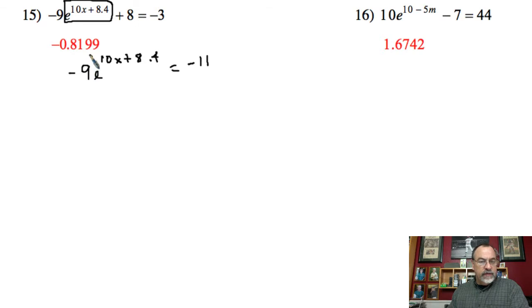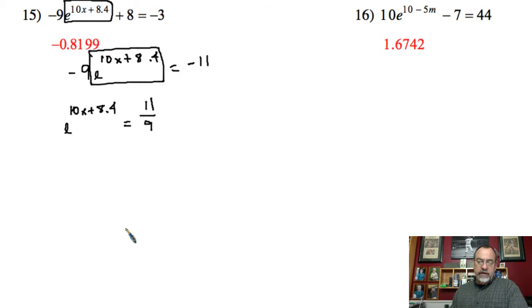Then again, here's the term that we're trying to isolate, so we're going to have to divide by this negative 9. So we're going to have e to the 10x plus 8.4 is equal to, a negative divided by a negative is a positive, so this is going to be 11 divided by 9. Now again, don't give me a decimal approximation here, you're going to be off at the end. So now that we have this by itself, we can undo the exponent by doing logarithms. So we're going to take the natural log of both sides.